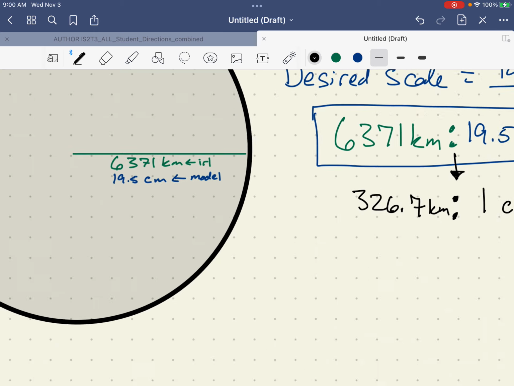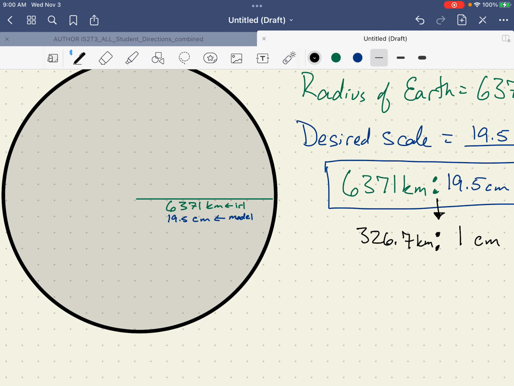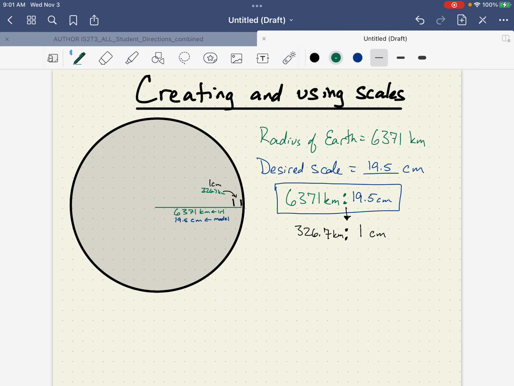What that means is if I were to take and represent 1 centimeter, this is not to scale actually, but if that were to be 1 centimeter, that would represent an actual Earth distance of 326.7 kilometers. If I did that 19.5 times, then I would get to the center of the Earth, and that would still represent 6,371 kilometers. That is the same scale, just simplified for use maybe later. So again, these two scales are equivalent. Which one you use depends on your application, right?